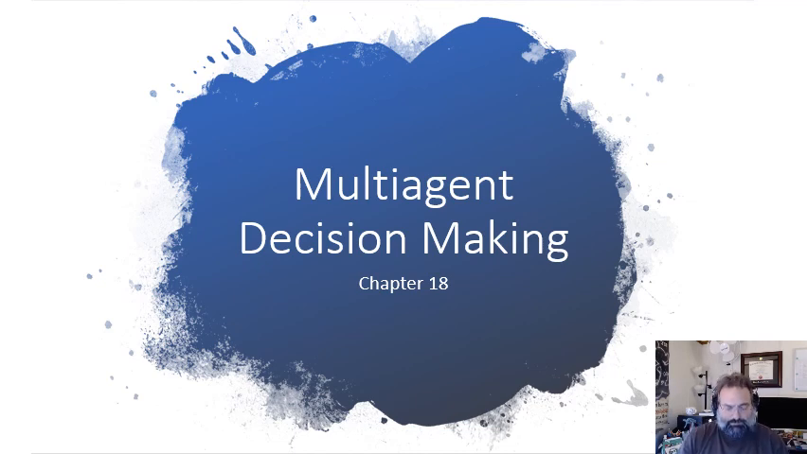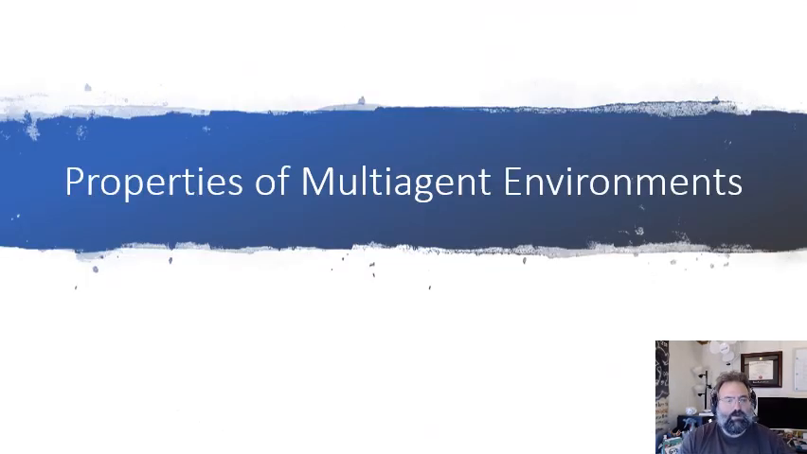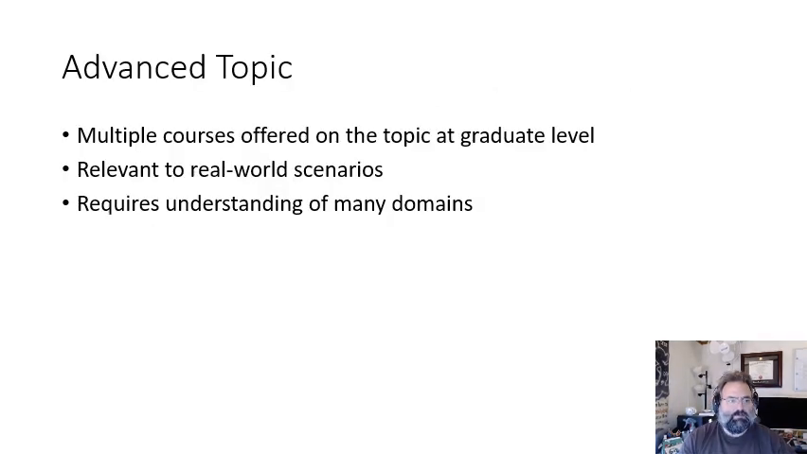So moving into multi-agent decision making, which is chapter 18. What are the properties of multi-agent environments? First of all, this is kind of an advanced topic. Keep that in mind. You can take a course in this at a graduate level. But it is relevant to real world scenarios because there are oftentimes environments where there are multiple agents, potentially with competing goals, interacting with each other.